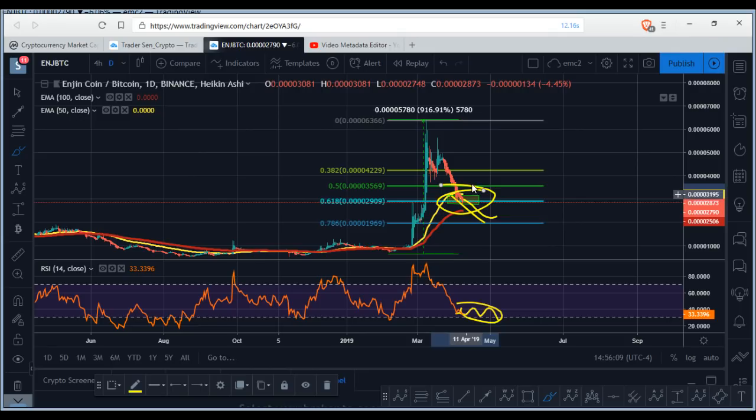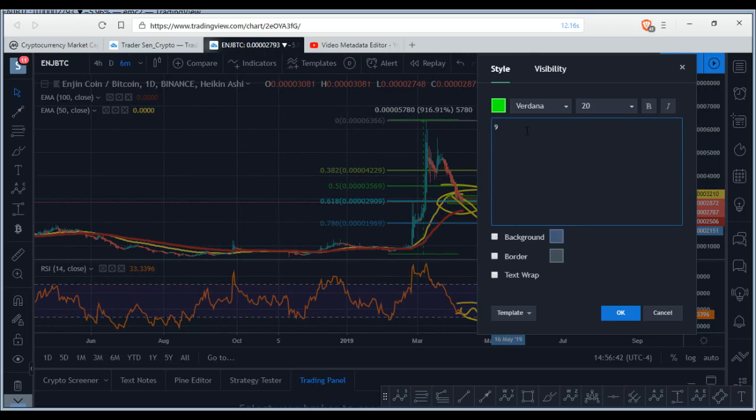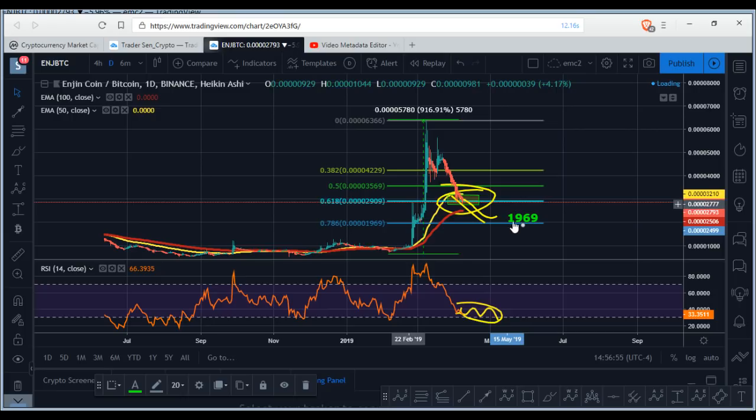But Engine has a big opportunity to go bullish, at least for 2 to 3 days, another 15 to 30% move to the upside, right? But if not, we have to retest this area of 0.786, which is just about 1969. Let's just put it there. All right, 1969. So the next target, if 0.618 doesn't hold strong, I'm looking for 1969 sats, just about this area.